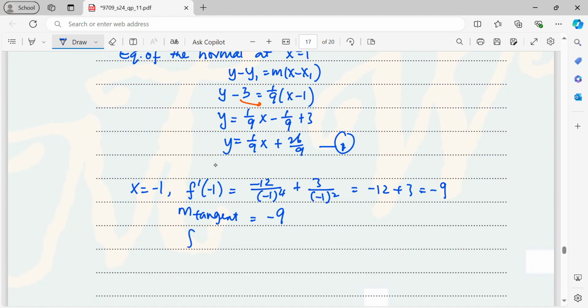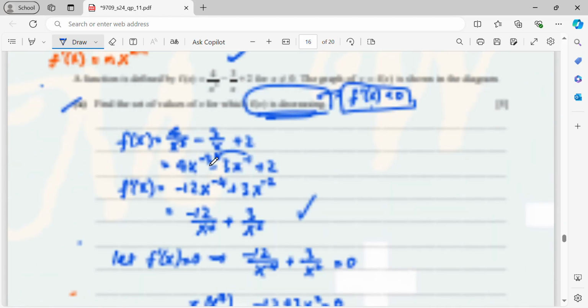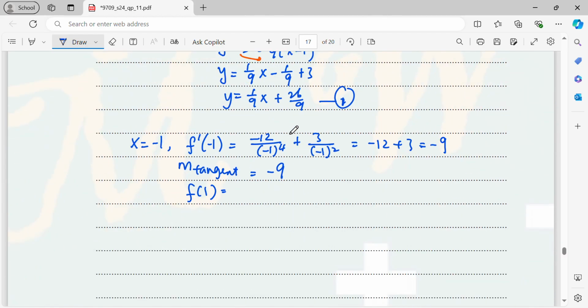So now I need to calculate what is my f(x) when x equals minus 1. So my f is this, 4 over x cubed minus 3 over x plus 2. So here I will get minus 4, this is plus 3, plus 2, that is 1. Okay, I get a point, which means the point with coordinates minus 1, 1.